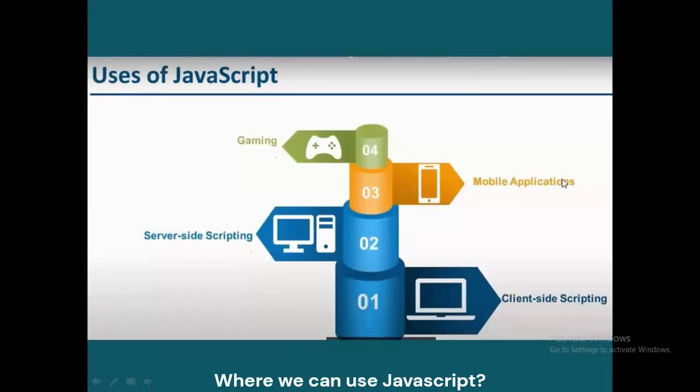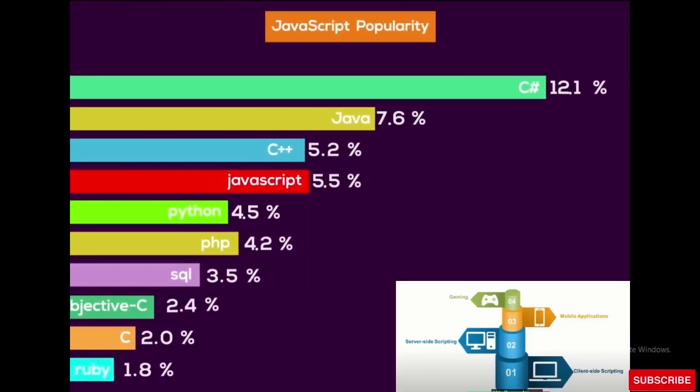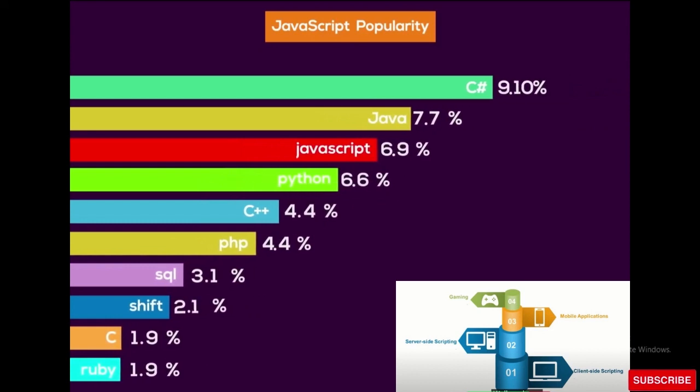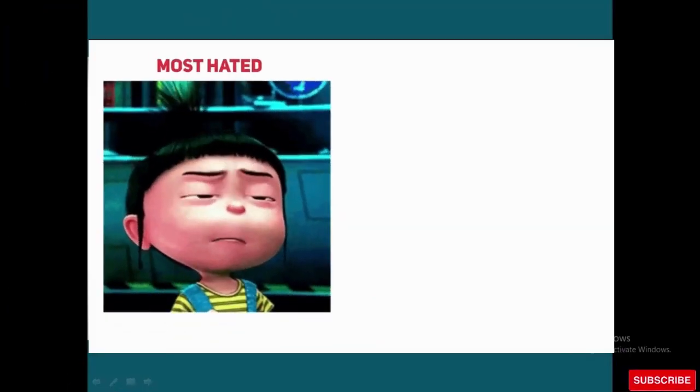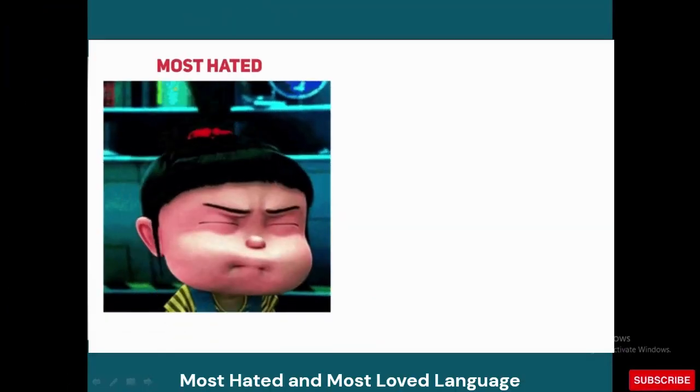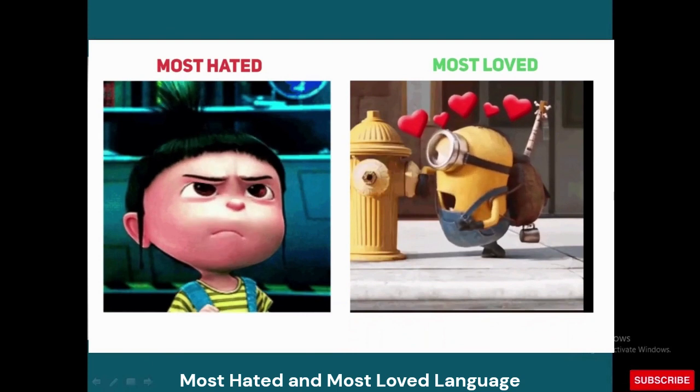So where can we use JavaScript? We can use JavaScript in gaming, mobile applications, server-side scripting, or client-side scripting. Nowadays, JavaScript is booming a lot and it can be used in all these fields. This is a very popular language. It ranks among the most hated languages and also among the most loved languages.